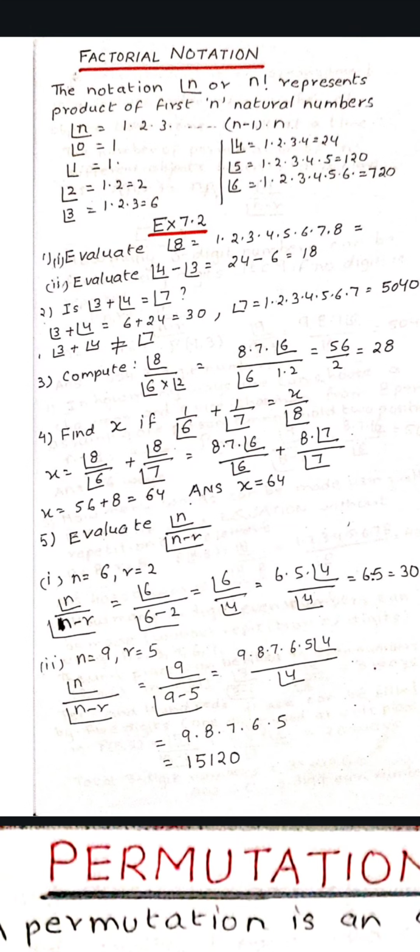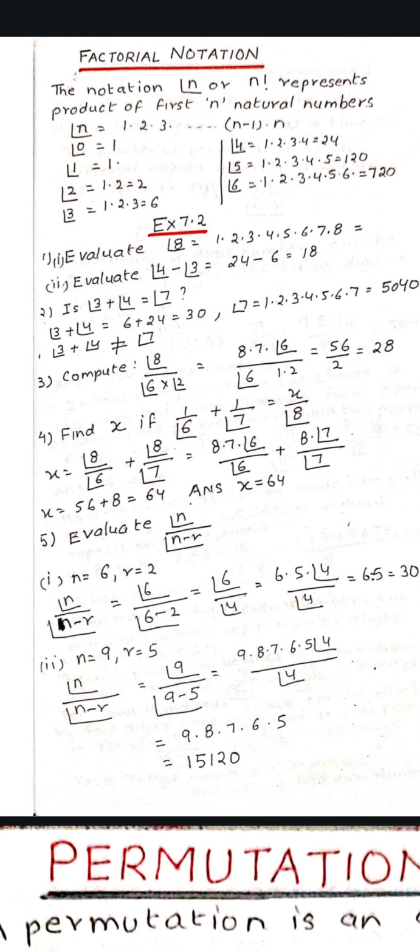Then question number 3 is compute factorial 8 upon factorial 6 into factorial 2. Factorial 8 can be written in descending order as 8 into 7 into 6 factorial. In the denominator we have factorial 6, and factorial 2 can be written as 1 into 2, that becomes 2. Factorial 6 is cancelled from above and below. We are left with 8 sevens are 56 upon 2, that is 28.